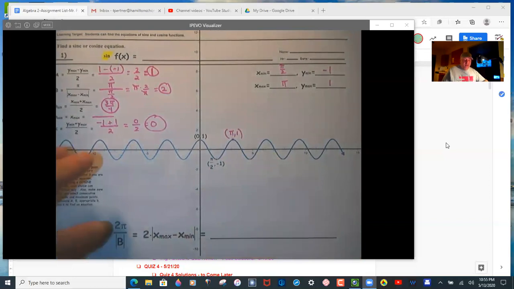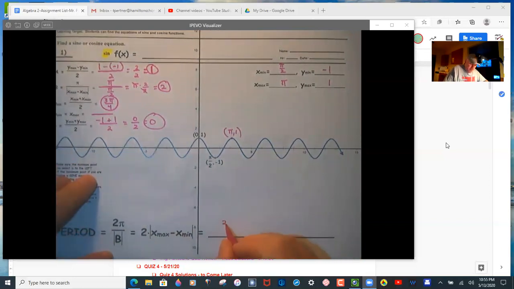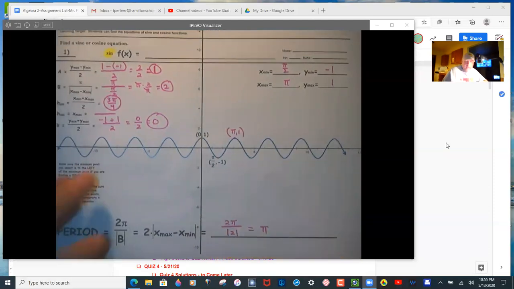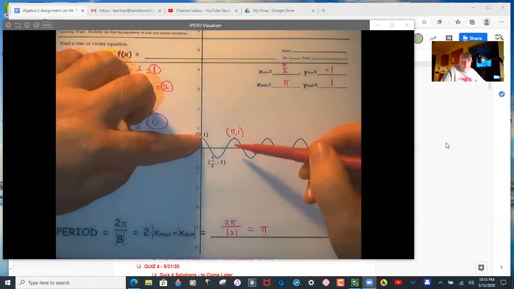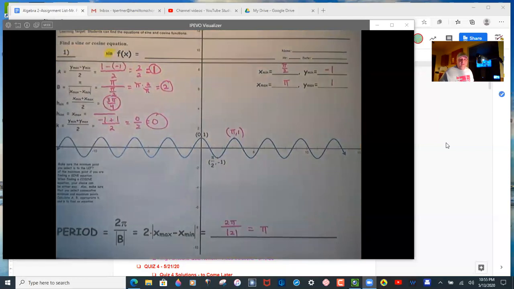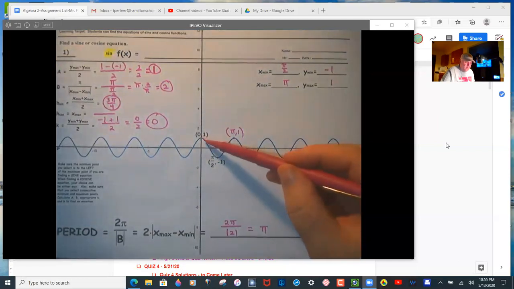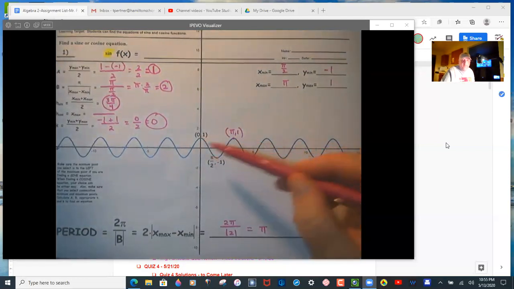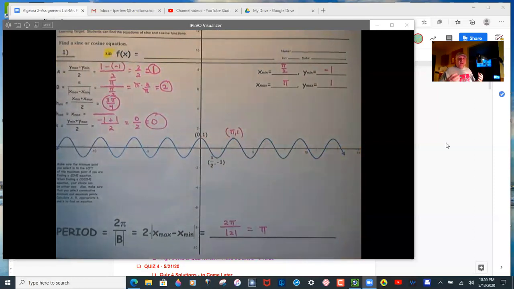Is it possible to have pi in those? It is. Okay, so there's our period, pi. You can see that. That's one complete cycle. So you start here where it starts going down. Where does that start to happen again after a length of pi? There it is. You have it.